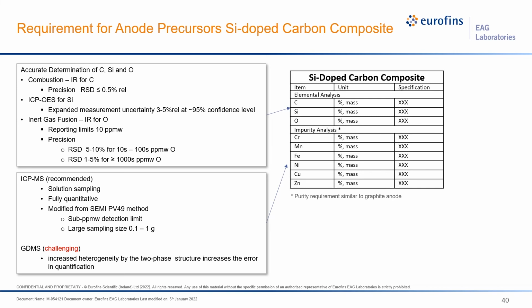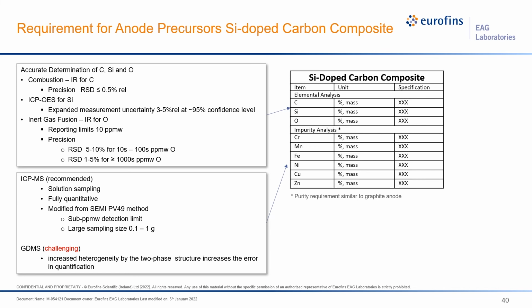Now, when we run GDMS, we have to assume they are homogeneous phase structure, so that the internal standardization process can be carried out. But because this is two-phase structures, it increases the heterogeneity and increases the error in terms of quantification. But here, GDMS actually plays a good role. With a modified semi-PV49 method, we will be able to validate the method and use it for trace impurity analysis, particularly those elements, achieving detection at sub-ppm levels with the sampling size 0.1 to 1 gram.